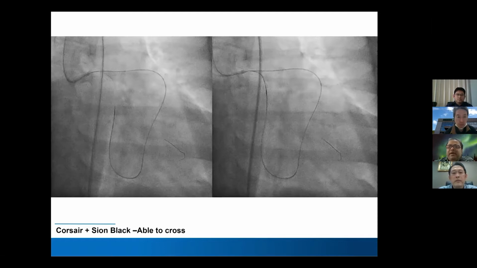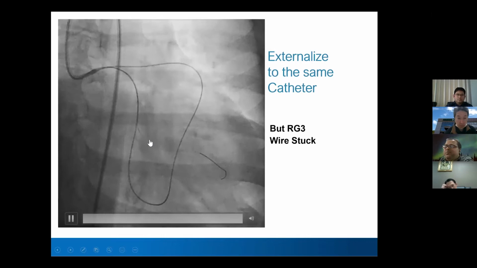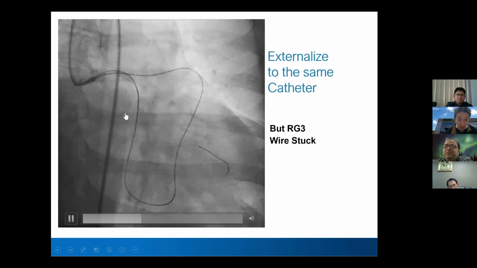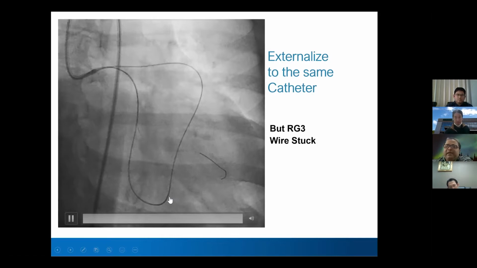We wanted to externalize with the RG3 wire. But the RG3 wire got stuck because we were using the same guiding. Of course, in hindsight, we could have brought a second guiding in and used a ping pong guide. But we thought we would still persist with trying to use a single guide. I remember Dr. Wasan teaching us the Sim Rendu technique in the past. So I wanted to change this retrograde system into an antegrade system.